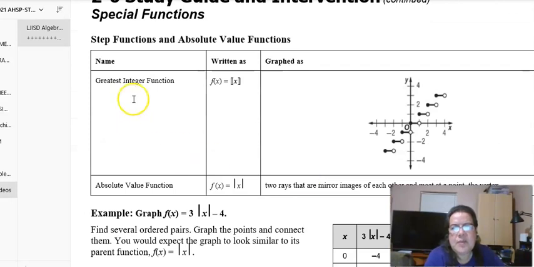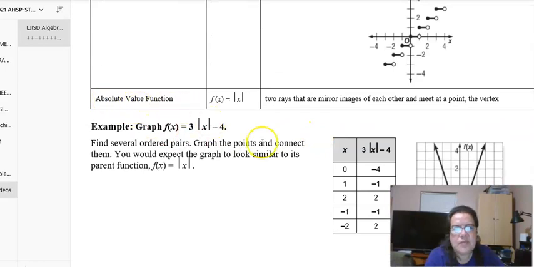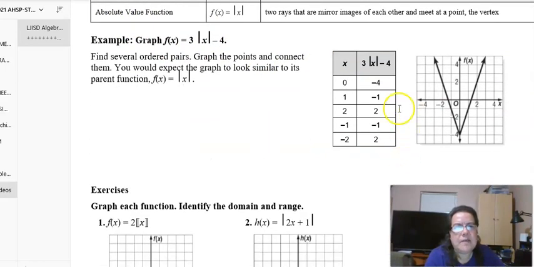And then they do talk about the greatest integer function. Notice how it's that step. It looks like you're going up stairs. And then they tell you about the absolute value function. So same thing here, it is asking you to graph. So go ahead and practice, substitute points. What if I put a 0 here? What happens? Well, the absolute value of 0 is 0. 0 times 3 is 0. Then -4 would be, there it is, -4.